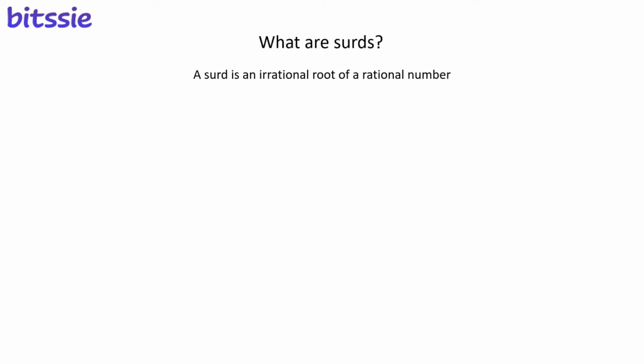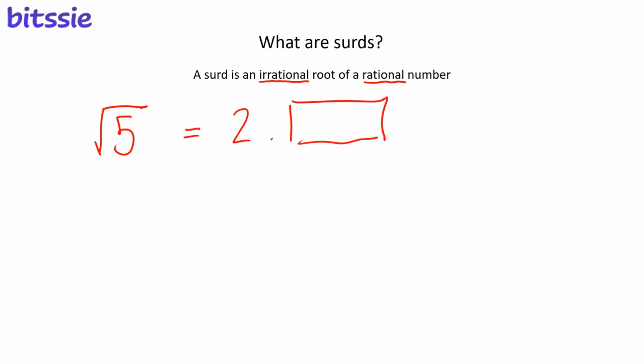What are surds? A surd is an irrational root of a rational number. These two words, irrational and rational, are important. We'll come back to them in a bit. An example of a surd could be the square root of 5, as this is equal to 2 point something, and this something is likely to last forever. Another example could be the square root of 11, equal to 3 point something, and again this point something is likely to be infinite as well.